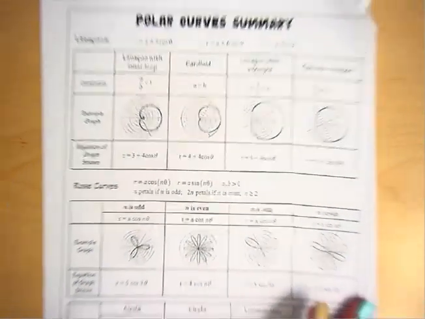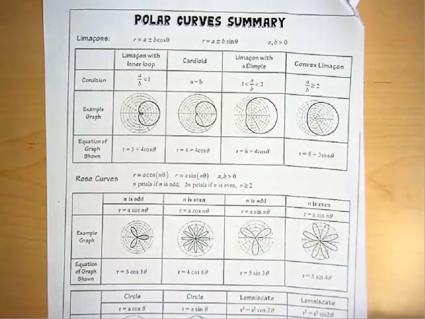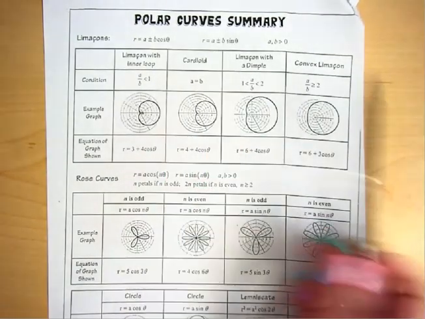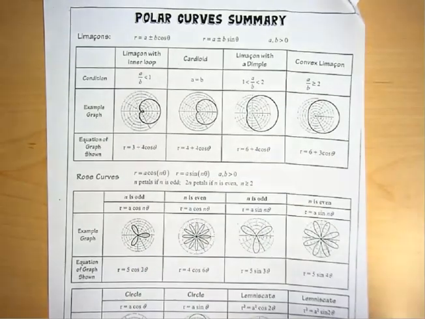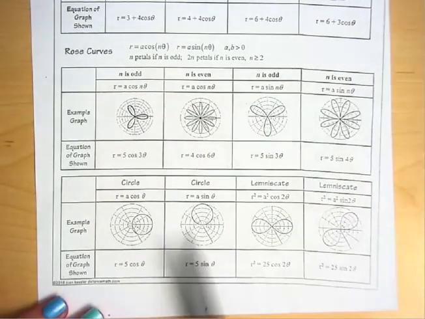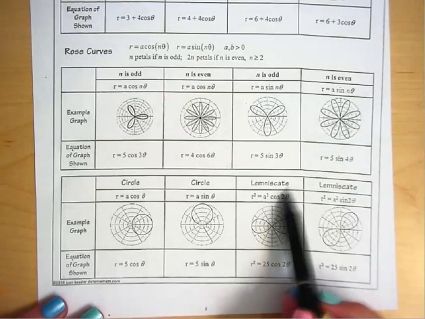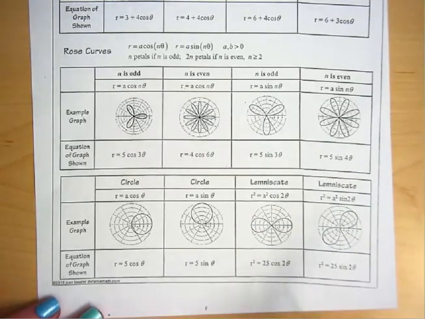This is a bunch of different shapes of polar graphs that we could have depending on the equation form that we're given. So this top section is limicons, which we're going to be focusing on today, but also there's some examples of rose curves, circles, and lemniscots. And I'm not really sure how to pronounce that word. I need to look that up. But for now, we're going with lemniscots.